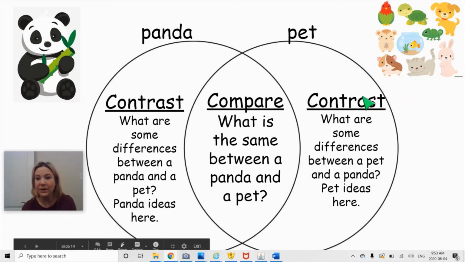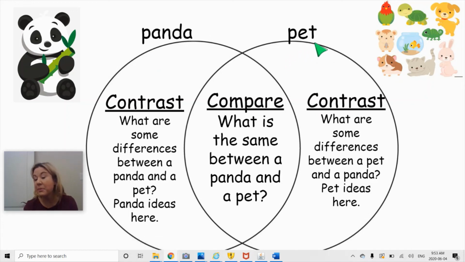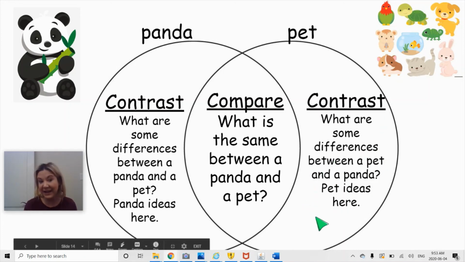Over here is where you're going to put your pet ideas. So you're going to choose one of the pets. If you choose fish as your pet, you would write fish here. Something that's unique to fish is they live in water. So you could write they live in water. They have scales, they have fins. So those are all things unique to the pet you chose, fish.